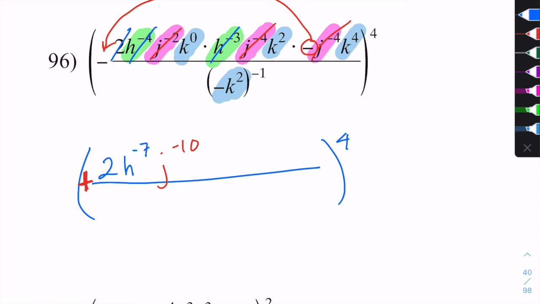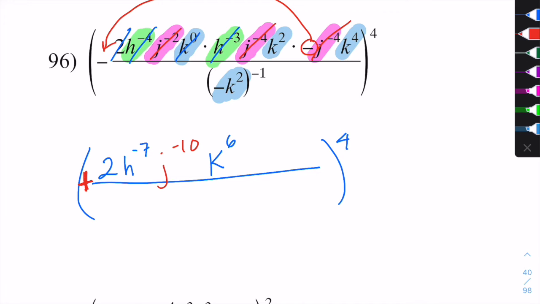All right, we have k to the 0, k to the second, k to the fourth. Well, k to the 0 is kind of 1, or we can just think of it as 0 plus 2 plus 4 is k to the 6th power in the numerator. All right, denominator, negative k squared all to the negative 1.